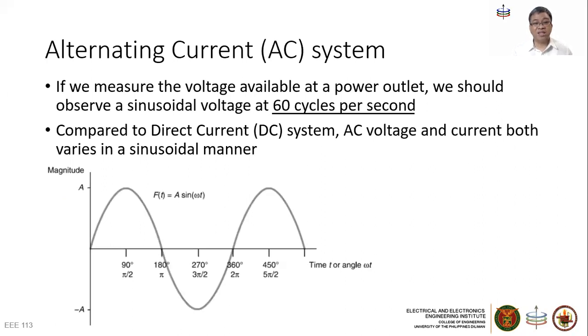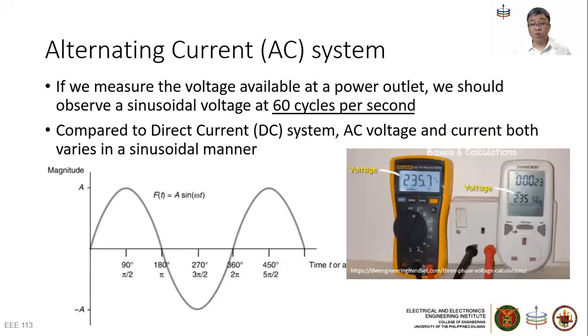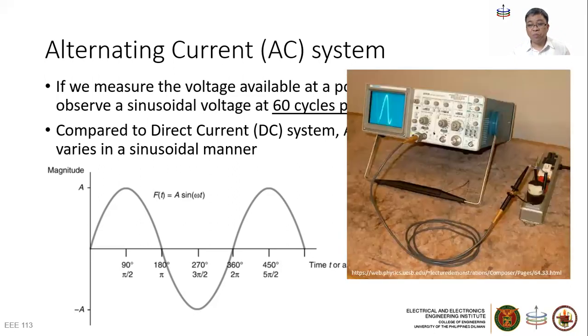Our AC system, or alternating current system, is actually producing voltages that are sinusoidal in nature. If you measure the voltage available at the outlet using a multimeter, you will get a voltage around 220 to 230 volts. That is the effective voltage from the outlet. However, if you have a more sophisticated measuring device, such as an oscilloscope, you will observe that the voltage is actually a periodic signal, a sinusoid shaped something like this.